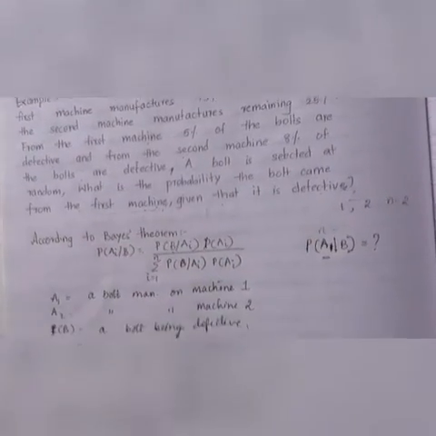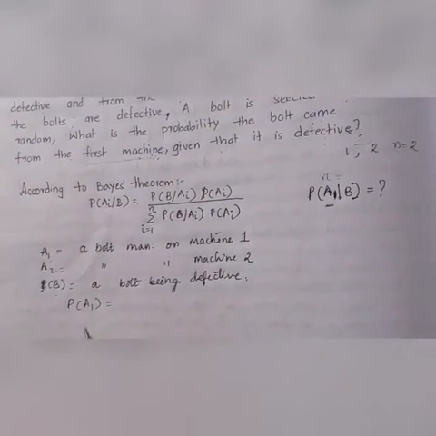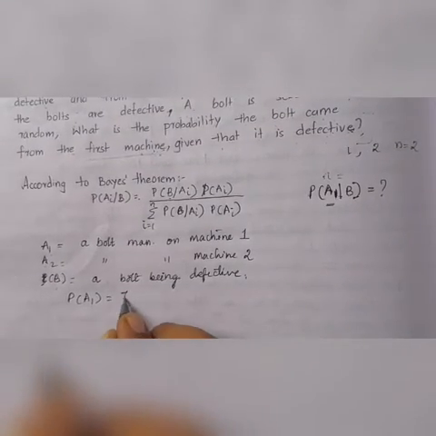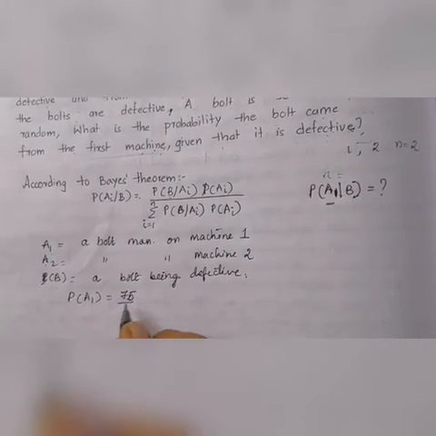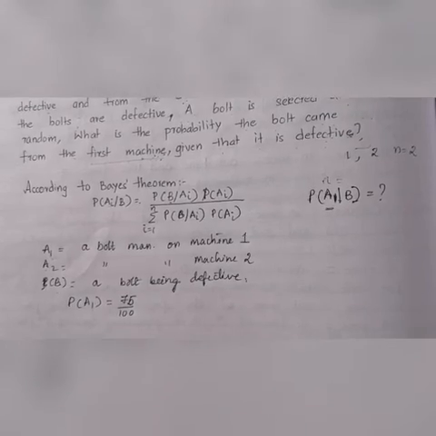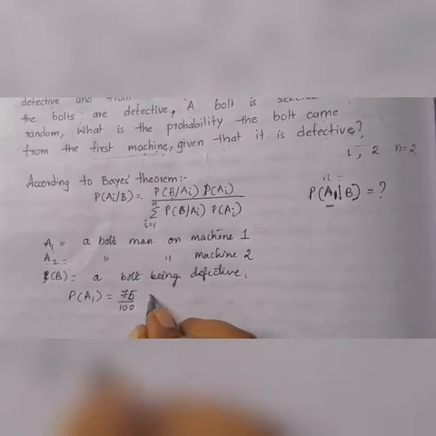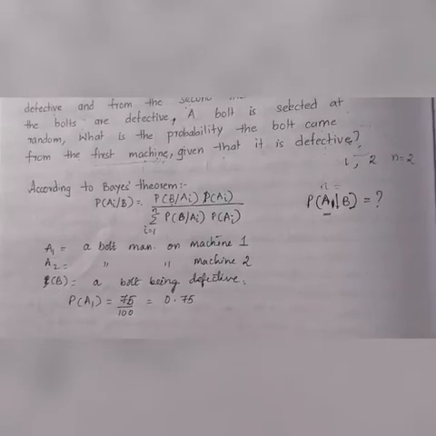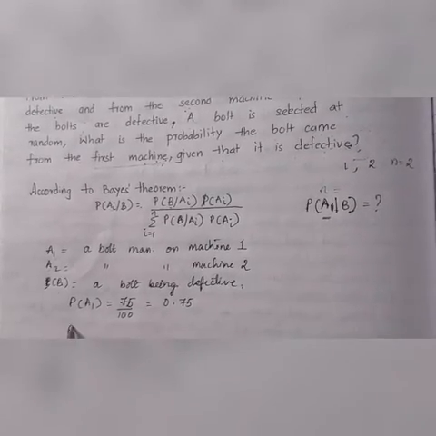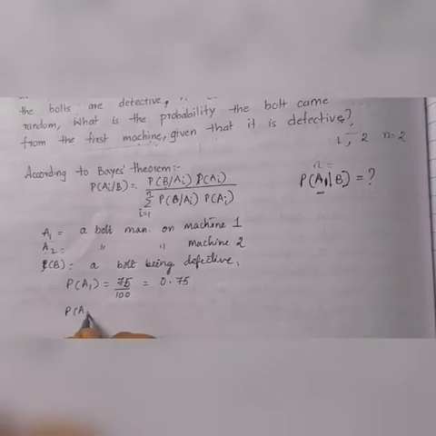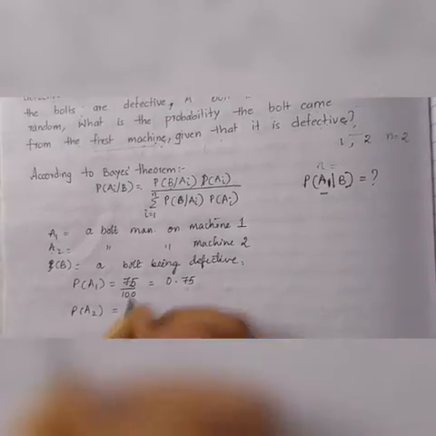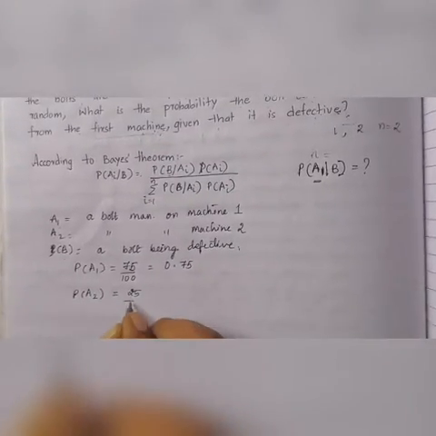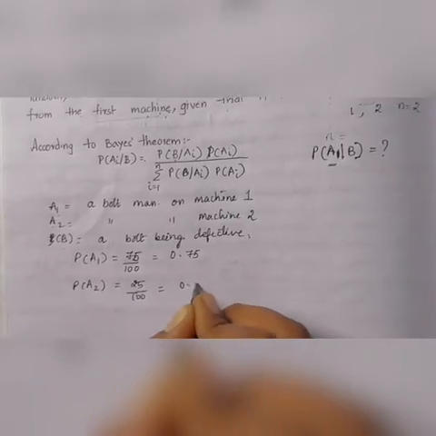So probability of A1 is 75%. So 75 are the favorable events out of 100. 75 by 100, so that is 0.75. The probability of a bolt being manufactured on machine 2 is 25%, 25 by 100. This is equal to 0.25.